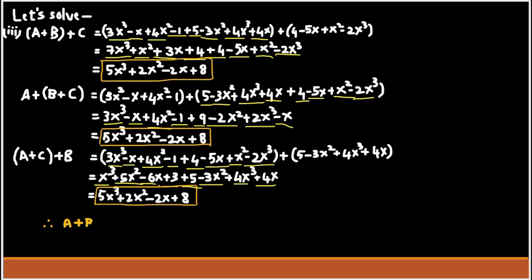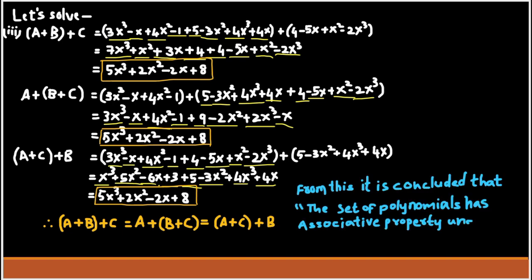Here all the three sums are the same. So we can conclude that (a plus b) plus c equals a plus (b plus c) equals (a plus c) plus b. From this it is concluded that the set of polynomials has the associative property under addition. So this is the property called the associative property.